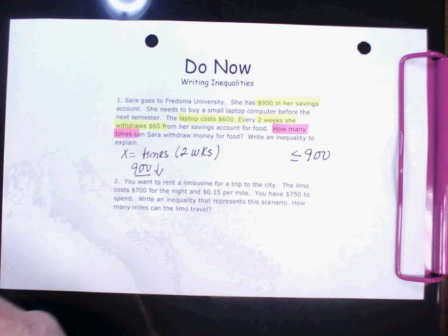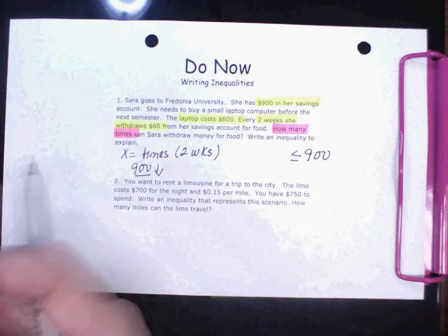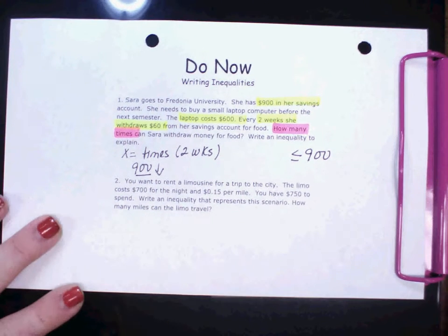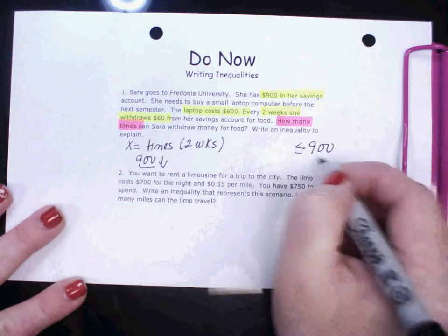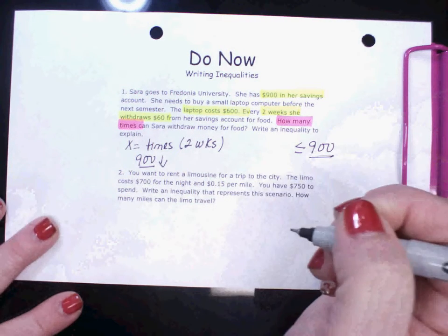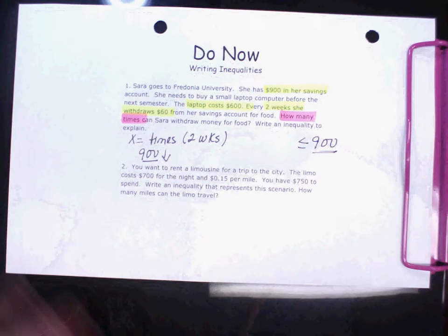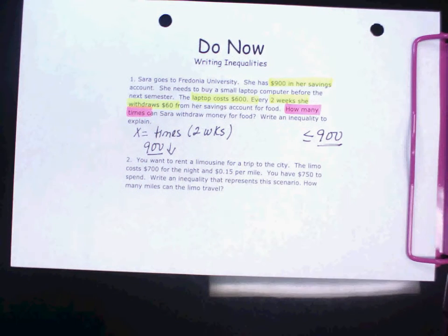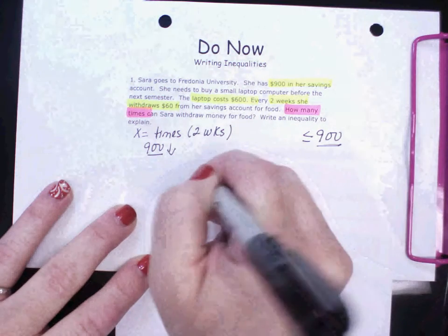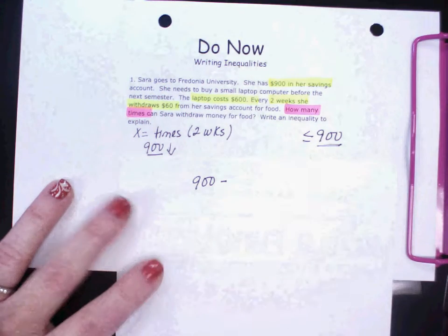All right. How much does the computer cost? 600. Very good. Do I need to put that 900 over there or do I need to put the 600 over there? Because now I have two numbers. What's my starting point? 900. So should I put it on that side or the other? I think it needs to be on the other side because we need to take money away from it, correct?